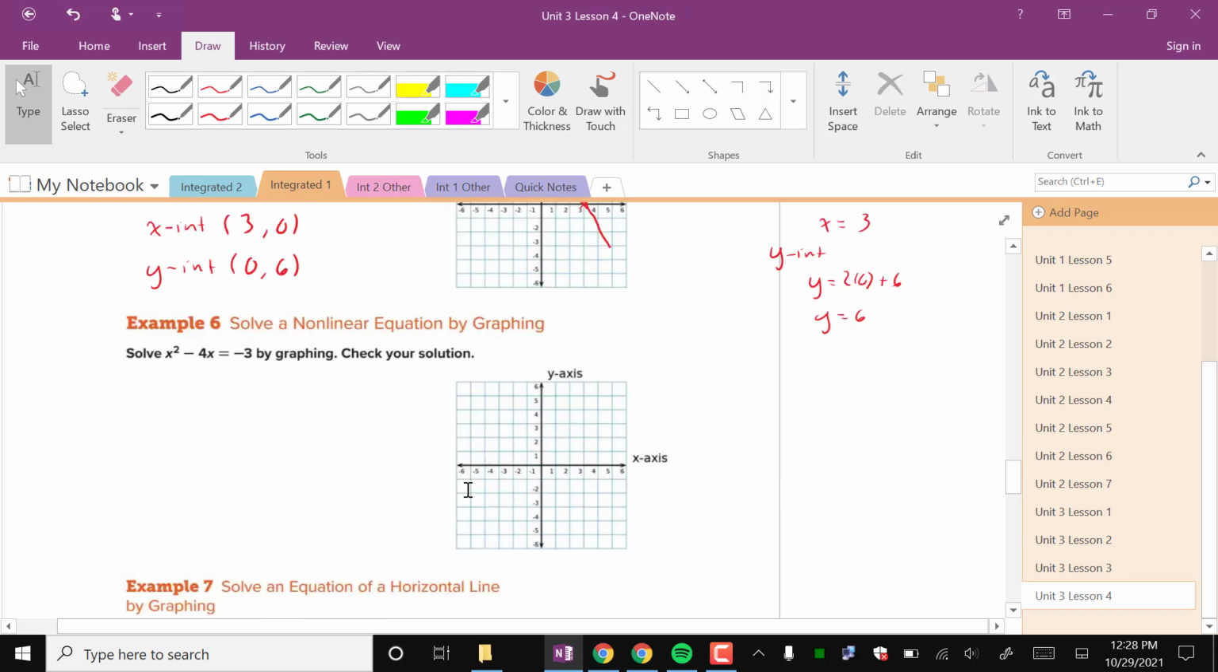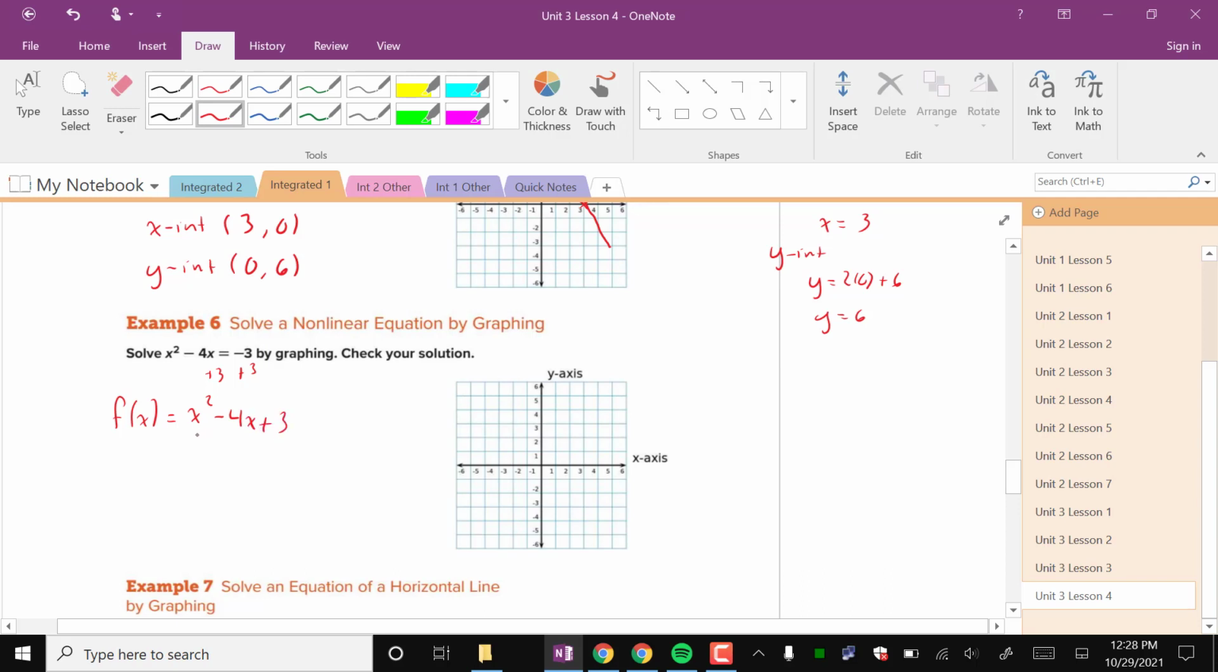Now let's take a look at example 6. So solve x squared minus 4x equals 3 by graphing. So let's go ahead and graph this out. Just like I did in the previous one, I want to get the 3 to the other side. So I'm going to add 3, I'm going to add 3. That gives me f of x, which we can say is y, equals x squared minus 4x plus 3.